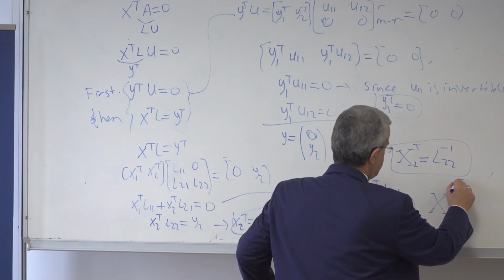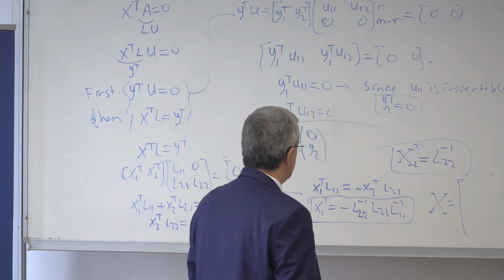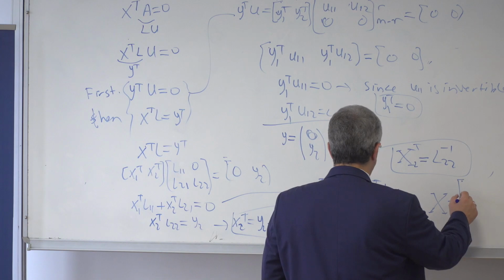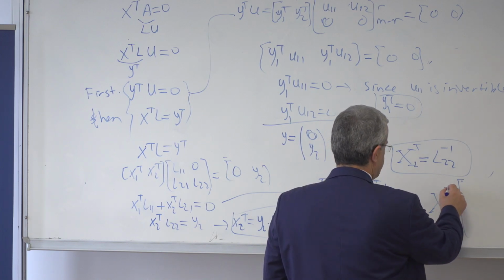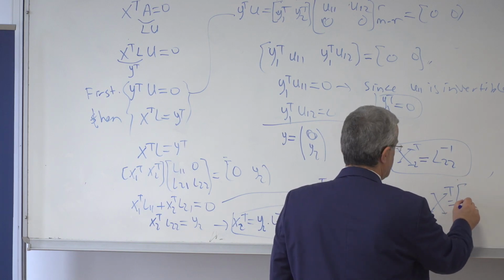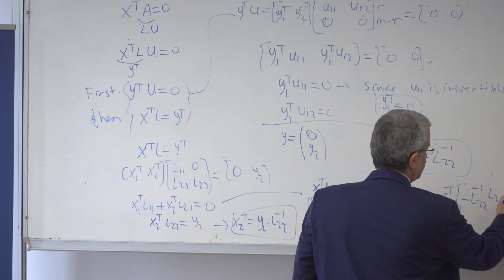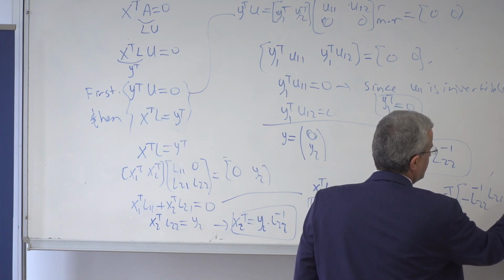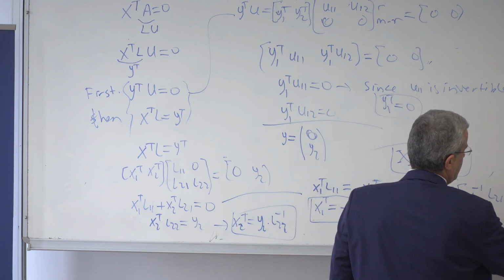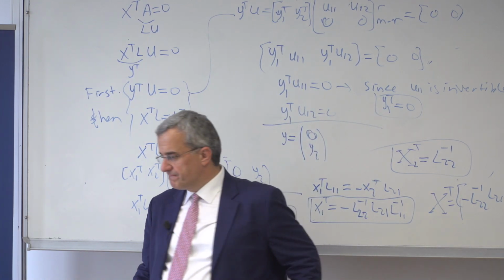So what is my x? Big X is x1 is this x. Let's write it as x transpose. It's better, right? So minus L22 inverse, L21, L11 inverse, and you have here I of size m minus r. That's it.